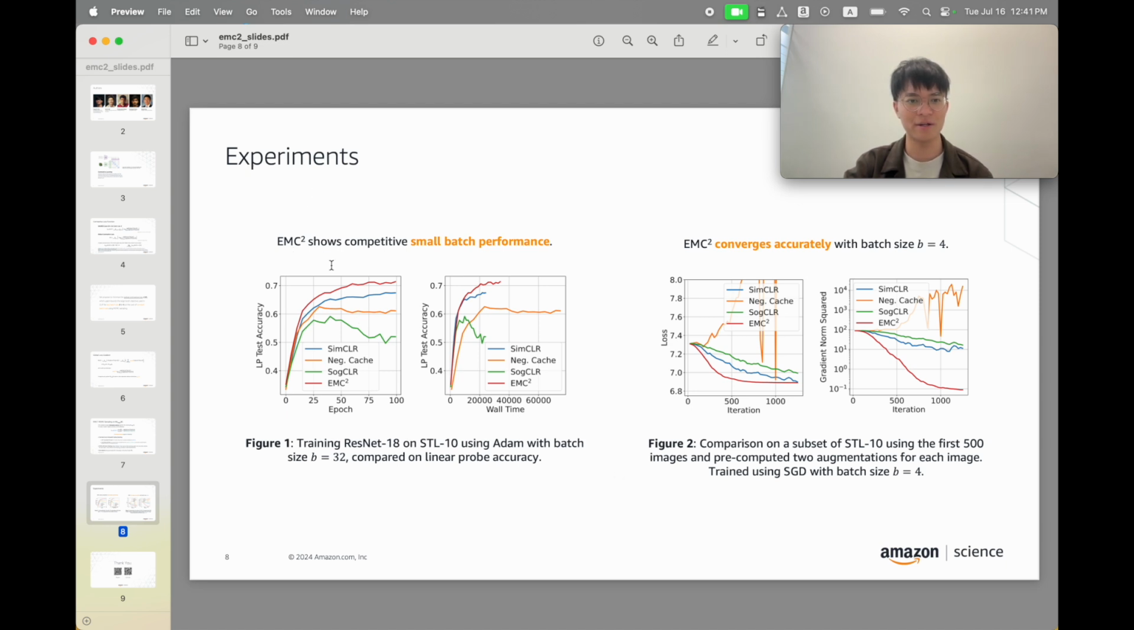For the experiments, we showed that our algorithm has competitive small batch performance compared to the state-of-the-art algorithms. In particular, we also ran another set of experiments with an extremely small batch size of 4, where our algorithm converges accurately to the stationary solution.